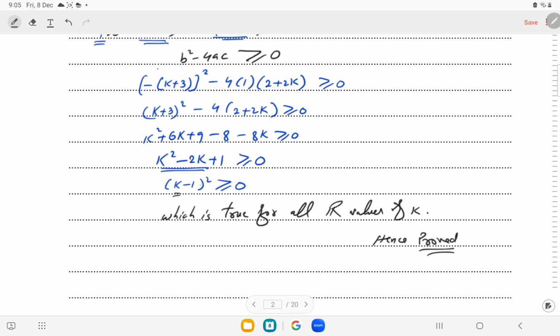Because of this square, whatever the value, even if it is negative, like if you suppose k is minus 1, it becomes minus 2 square, and because of the square it will be plus 4, and it always satisfies the condition. Hence question number 1 has been done. Let's proceed to the next one. Question number 2.